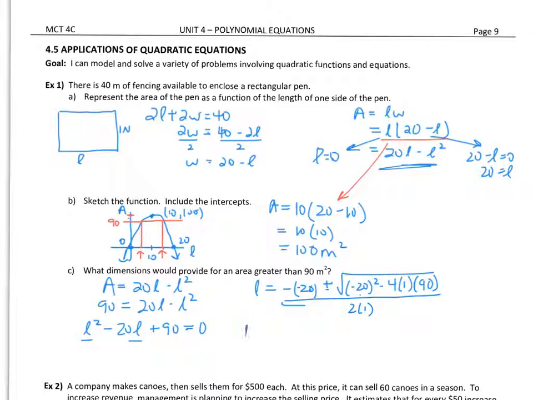Okay, so my L worked out to be, I'm just going to simplify this briefly, plus or minus, I got 40 under the square root sign, all over 2. L was approximately equal to 13.16, or L was approximately equal to 6.84. Okay, so those are my values that I was pointing to here in my diagram. So your lengths need to be between those two values to produce an area greater than 90 square meters.